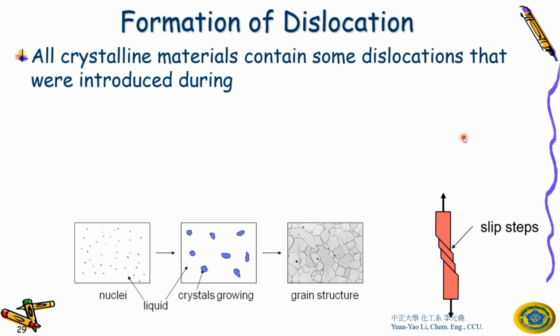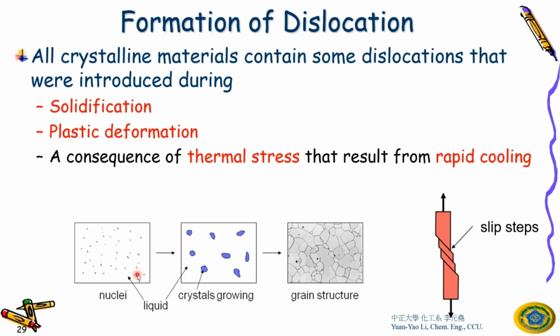So, how are you going to form dislocation? I hope you still remember this picture, this image here. When you want to make grains or grain boundaries, you form from the liquid become solid. So all the crystalline materials contain some dislocations that were introduced during the process. The first one is what we call solidification, from liquid to solid. Okay, this is the first one.